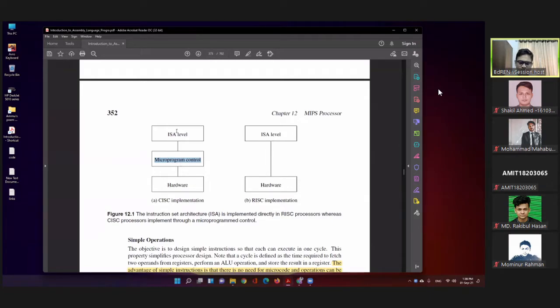That's why whenever you write the code, it is not directly implemented in the hardware. There is a control unit, which is called the microprogram control unit. They divide those tasks, do them one by one, and then put them into the hardware.